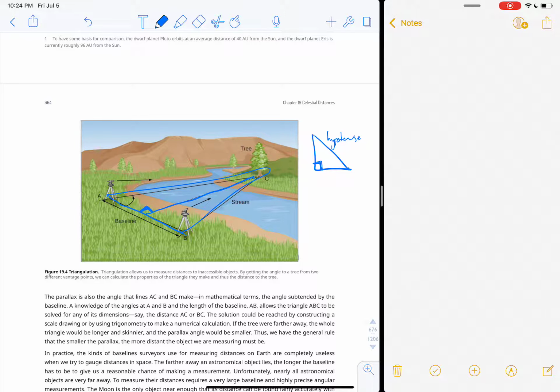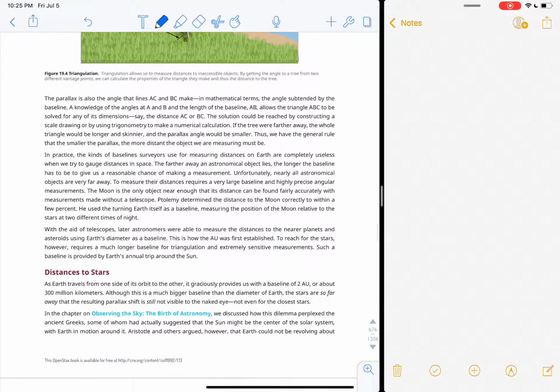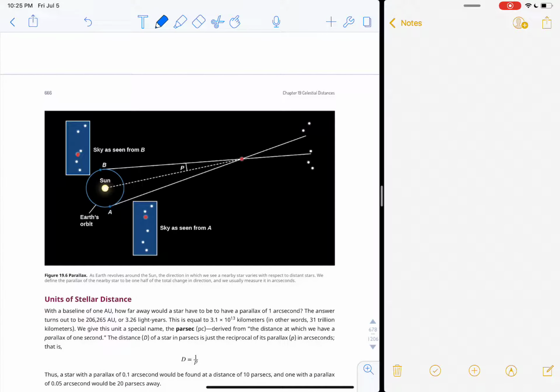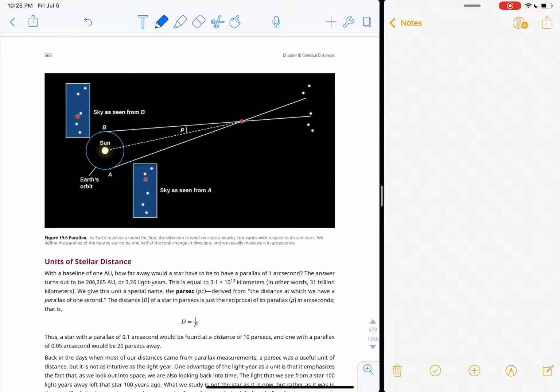hypotenuse. And then if this is one angle, that's another angle. For this angle over here, this is the opposite side, and this is the adjacent side, and that's the hypotenuse. For this angle over here, that's the opposite side, and this is the adjacent side, if you remember from geometry class. So those are really important things. The triangle is the most important thing in a lot of things in life, actually, and it's no different for parallax. So stellar parallax is a way to measure the distance to stars.